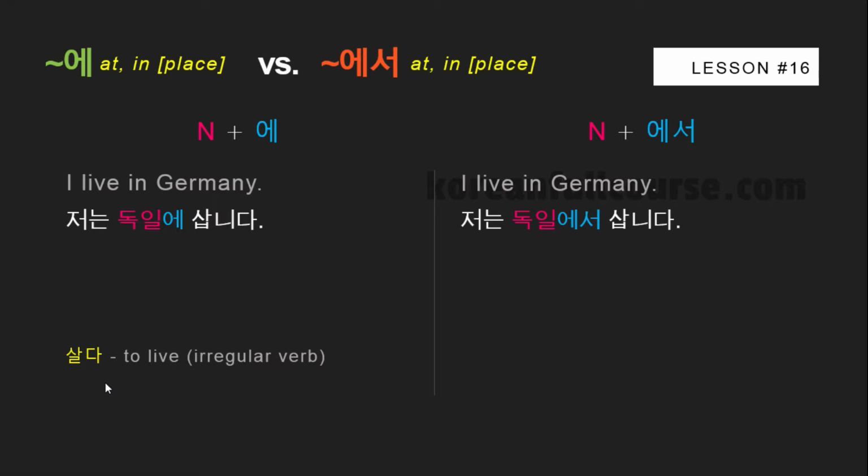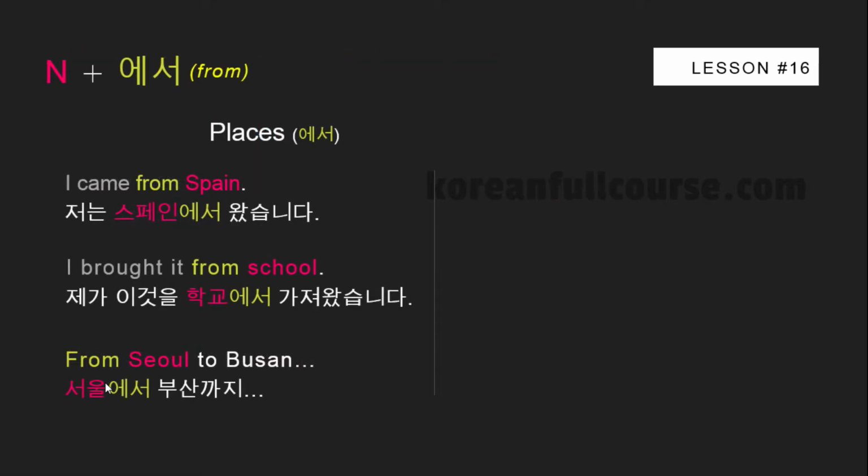Both sentences are correct. Now let's see how you can use 에서 in the sense of from. 에서 in the sense of from is mostly used for places, not for time. I came from Spain. 저는 스페인에서 왔습니다. I brought it from school. 제가 or 저는 이것을 학교에서 가져왔습니다.